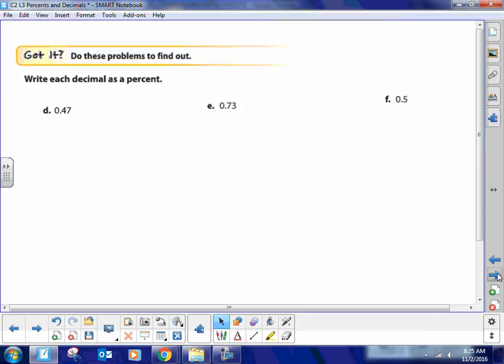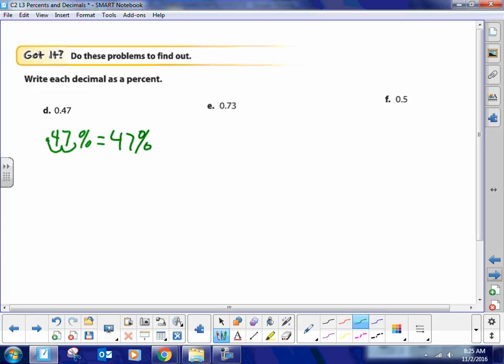Let's try these. This should not be hard. Go ahead and pause the video and try these three. This should not cause you any problems. Give you a second. 1. Okay. All right. So we want to change this decimal as a percent. All right. I got 0.47. I'm going to move the decimal over 2 spaces and add a percent sign. So this is equivalent to 47%. Walking over to E, you got 0.70 or 73 hundredths, right? Move the decimal over 2 places, add a percent sign, so that turns into 73%.